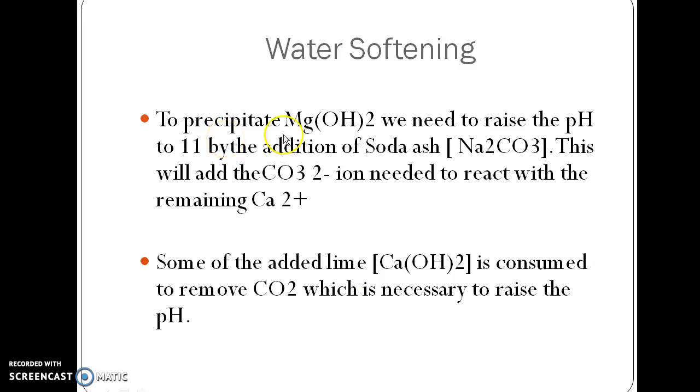To precipitate magnesium hydroxide, we need to raise the pH to 11 by the addition of soda ash. Carbonate will be added as needed to react with the remaining calcium. Some of the added lime is consumed to remove carbon dioxide, which is necessary to raise the pH.